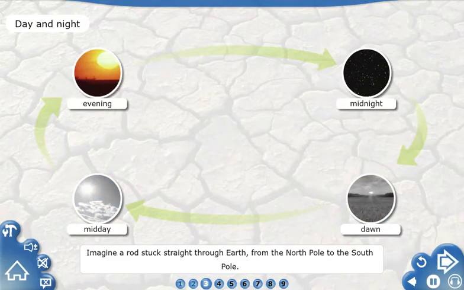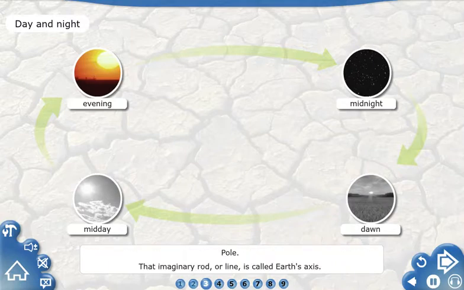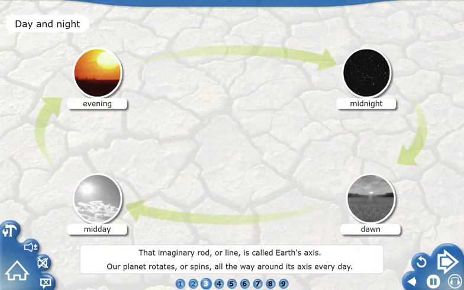Imagine a rod stuck straight through Earth from the North Pole to the South Pole. That imaginary rod, or line, is called Earth's axis. Our planet rotates, or spins, all the way around its axis every day.